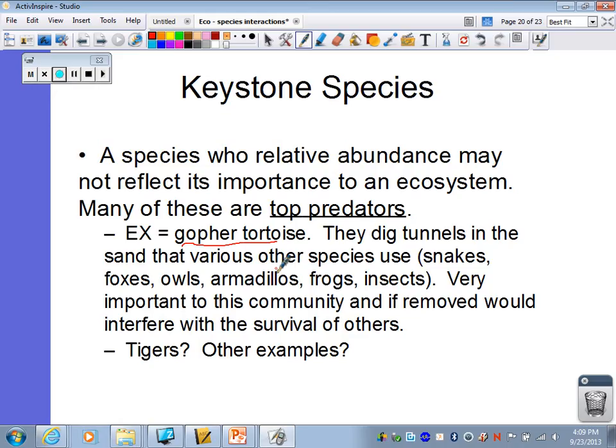And I had one other one. No, I didn't. I didn't have another engineer. Okay, but I do have a lot of other keystone examples.